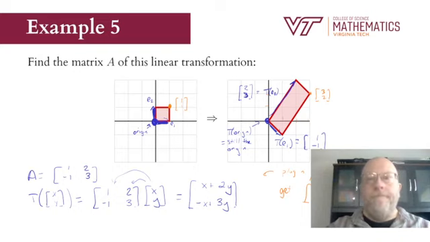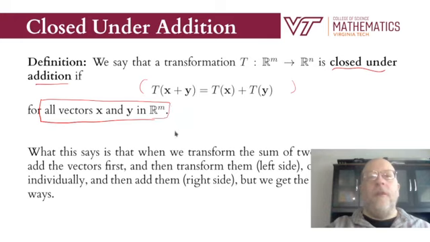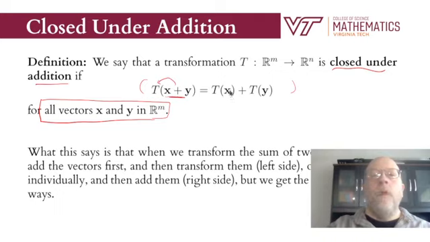So let's move on. Couple of definitions. We say that a transformation is closed under addition if this identity holds all of the time for all vectors in Rm. That is, no matter what x and y are, we can either add them first and then plug them into the transformation, or we can plug them into the transformation and then add the results when we're done.